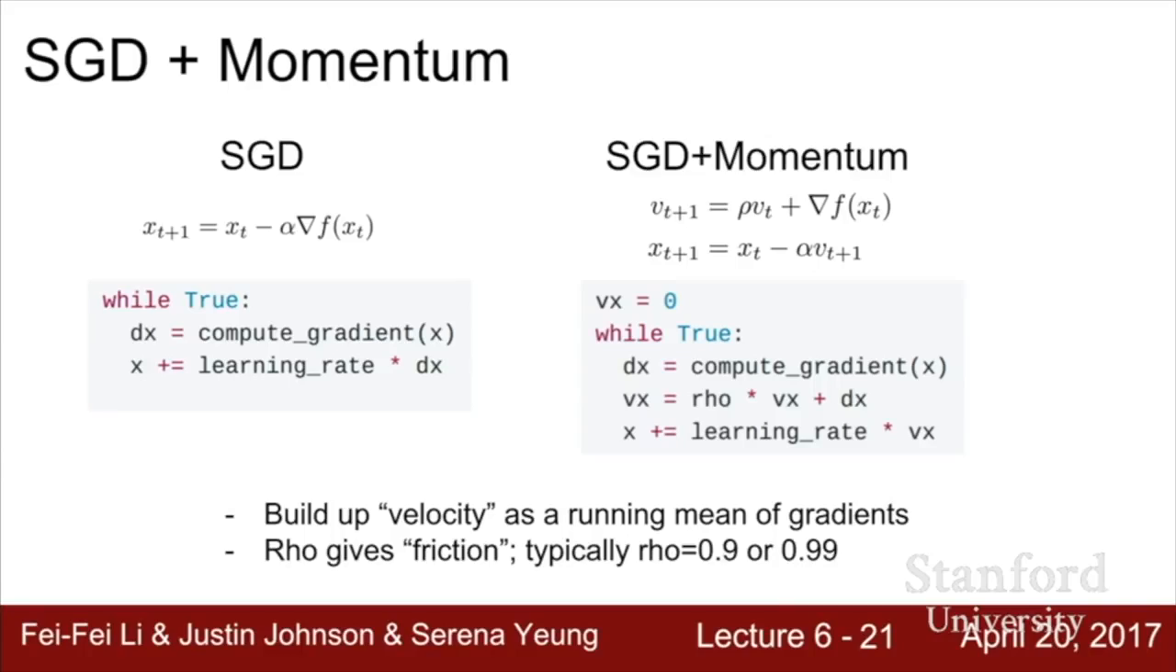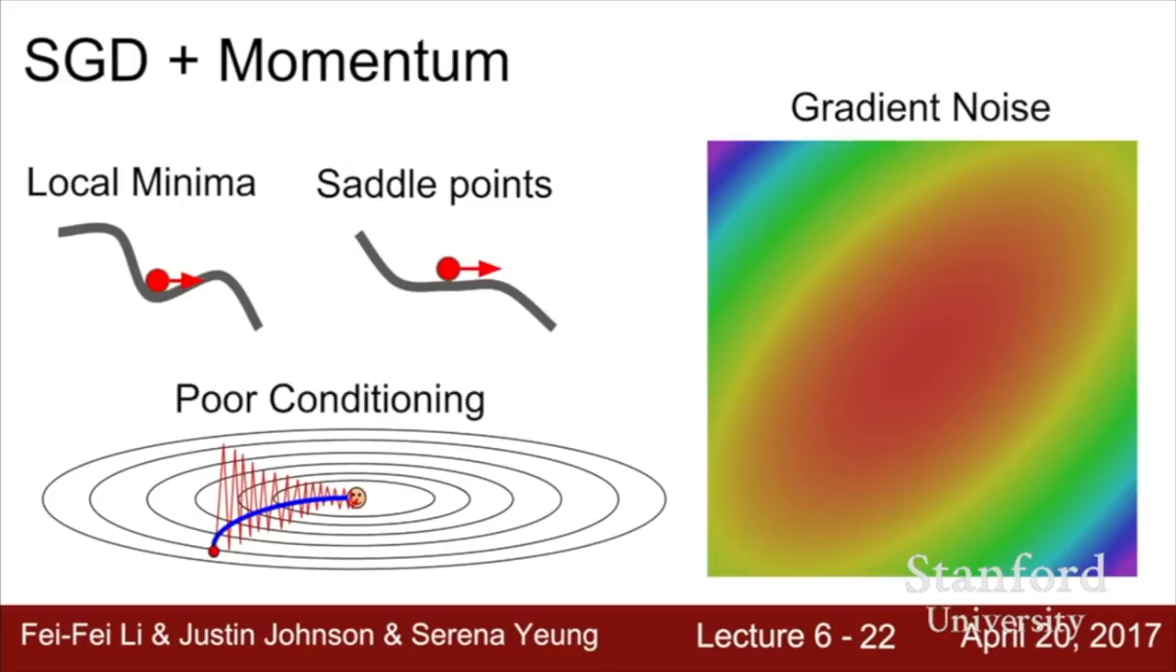And we also have this hyperparameter rho now, which corresponds to friction. At every time step, we take our current velocity and decay it by the friction constant, rho, which is often something high, like 0.9 is a common choice. Then we add in our gradient. And now we step in the direction of our velocity vector rather than the direction of our raw gradient vector. And this super simple strategy actually helps for all of these problems that we just talked about.